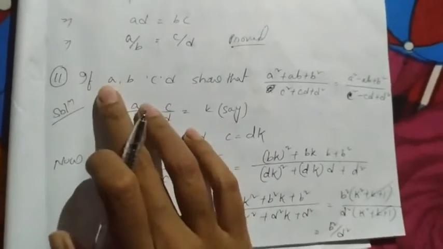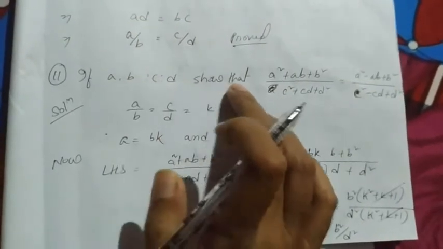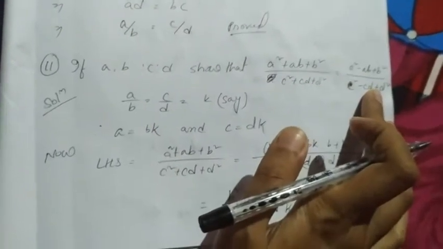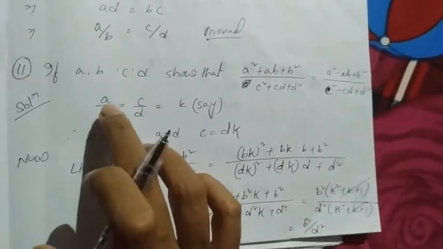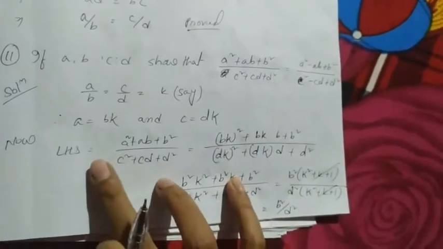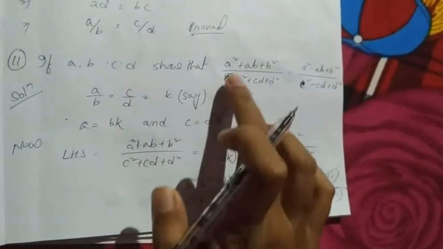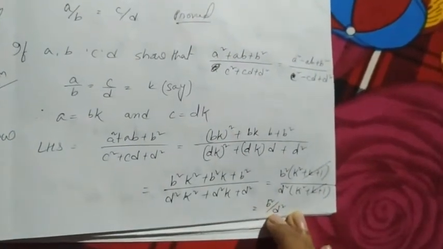Question number 11. If a, b, c, d are in proportion, show that this. Okay, so I have taken a/b = c/d = k. So a = bk, c = dk. Now put the value of a and c in the LHS. So you will get the value like b² by d².